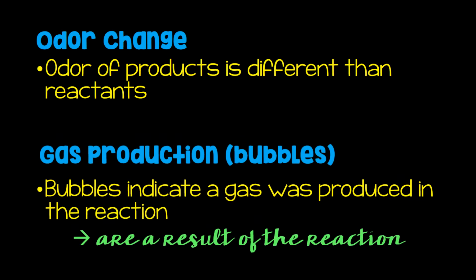Gas production can also be evidence of a chemical change when it is produced during the reaction. We know a gas is produced if we see bubbles. However, you must use caution here too. So think about this: if you boil water, do you see bubbles? The answer is yes, but these bubbles are not from a chemical reaction. It is just liquid water evaporating into gas, water vapor.